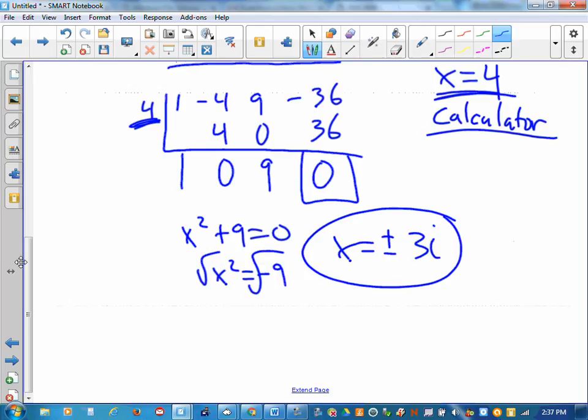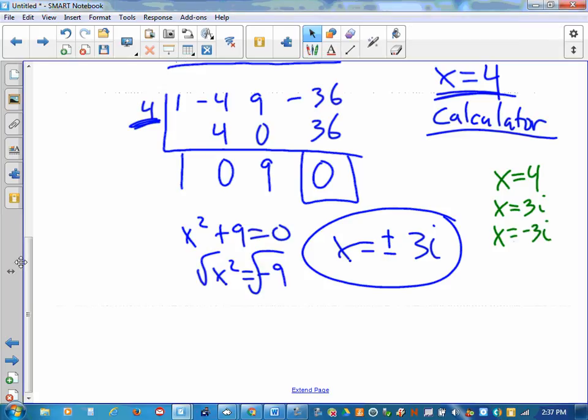So x equals 4, right? I can't emphasize this enough. There are 3 solutions. x equals 4, I told you it came from the calculator. And then I get 3i, and then I have negative 3i. All right, that's the bottom of the page, so I'm going to go to the next one.